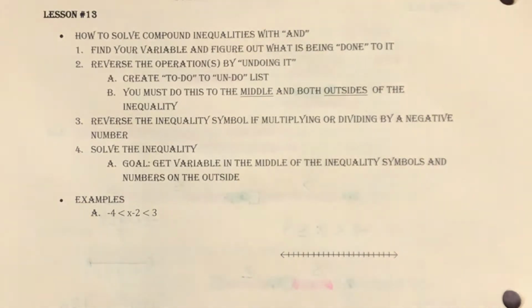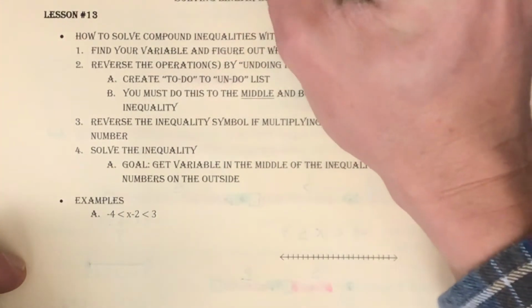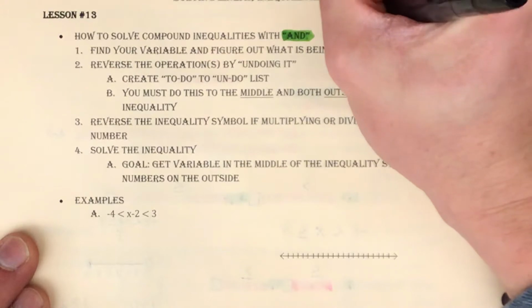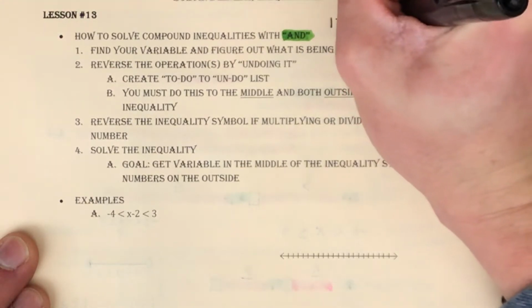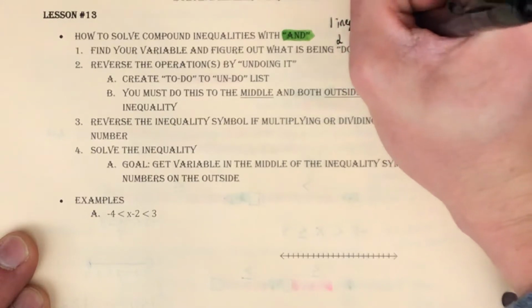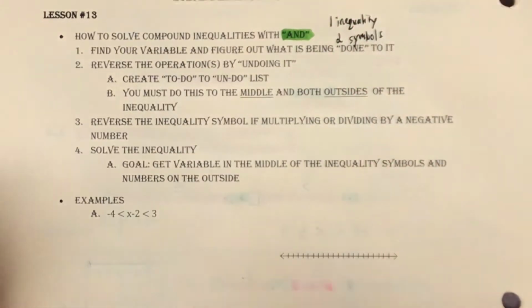And in lesson number 13, we're going to talk all about solving compound inequalities with the word and. All right, so these and compound inequalities. Now remember, and compound inequalities are one inequality with two symbols. Also remember, when you graph them, it's going to be two circles with a line connecting them.